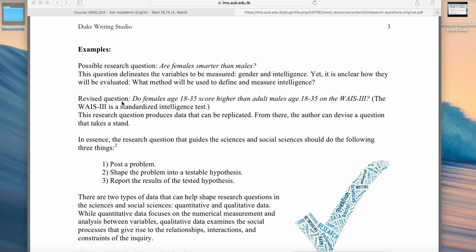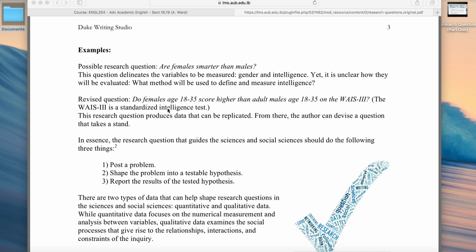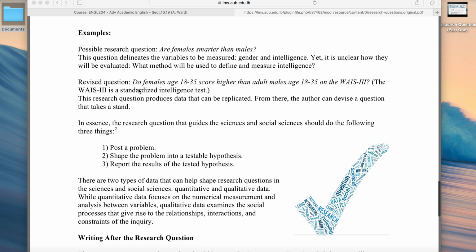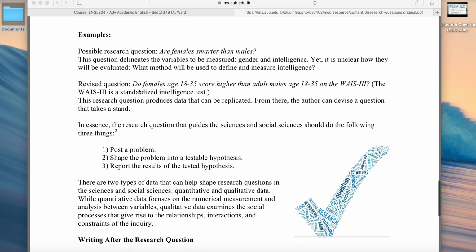So a revised question would be, do females age 18 to 35 score higher than adult males age 18 to 35 on the WAIS 3? So this is a standardized intelligence test. This research question produces data that can be replicated. From there, the author can devise a question that takes a stand, right? So be careful in how you phrase your questions.